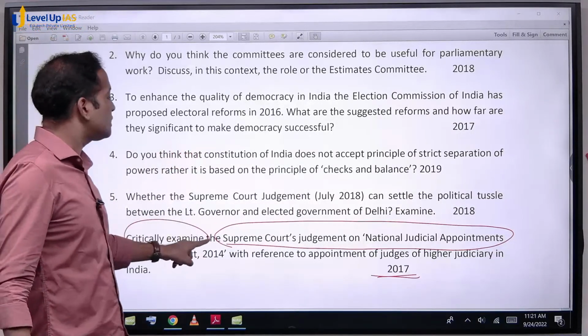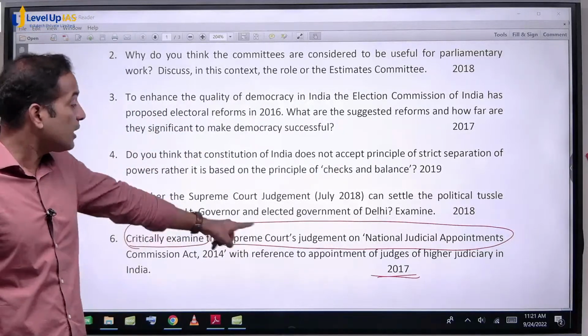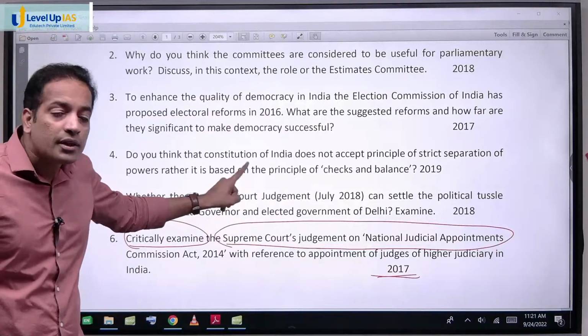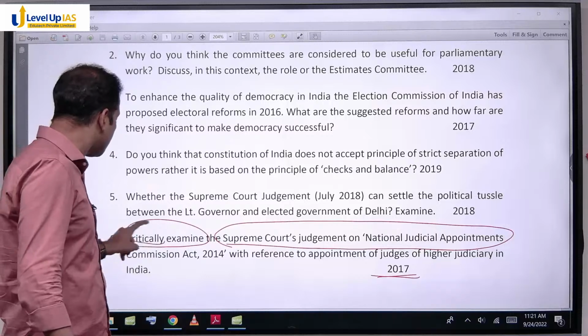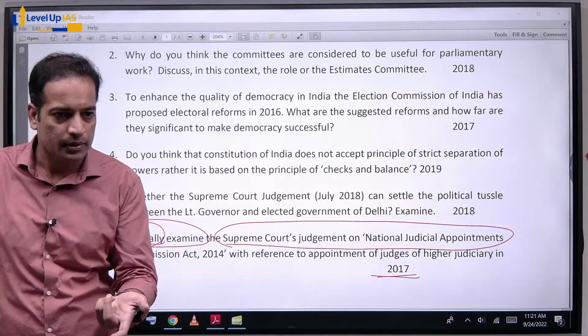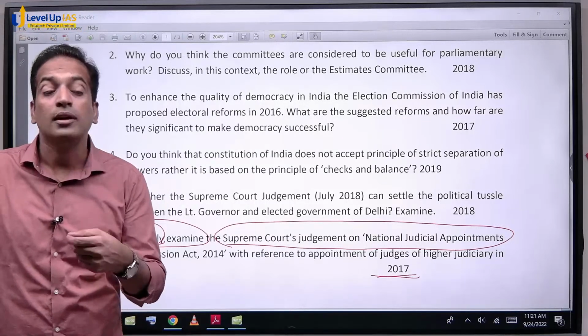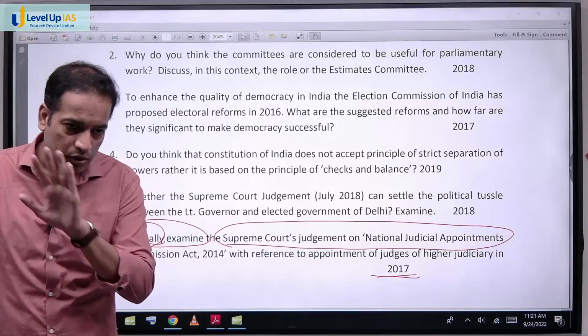Not just this question, you can look at any question. You will find that this tilt is very much present. Whichever question this word critically has been used in, you will be having more number of negative arguments, I mean counter arguments. Okay. So that is why do not bother.